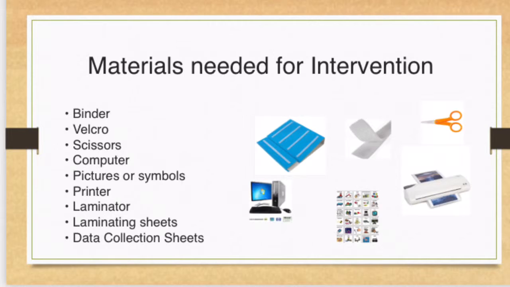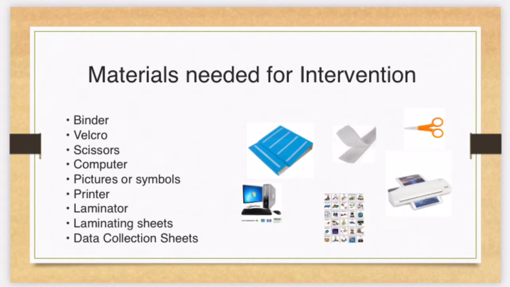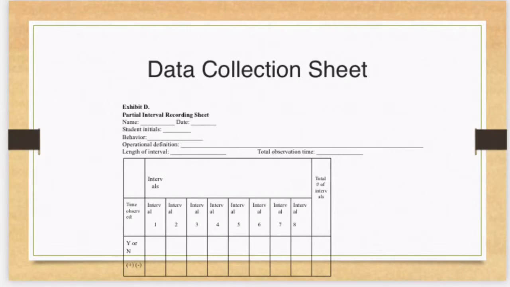Materials that will be needed for the intervention include a binder, Velcro, scissors, a computer, pictures or symbols, a printer, a laminator, laminating sheets, and data collection sheets. Here's a sample of our data collection sheets.